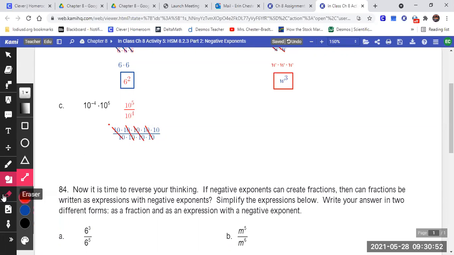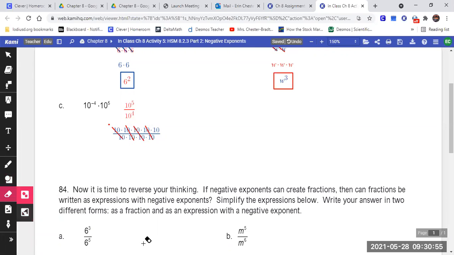Oh, I keep picking the wrong eraser. Oh, I want to pick this one. Okay, thank you. I fixed it now.